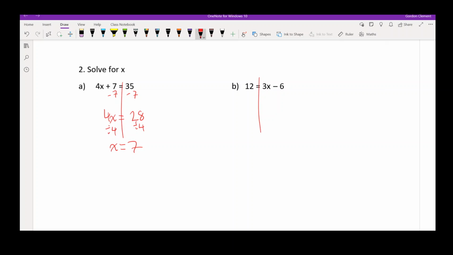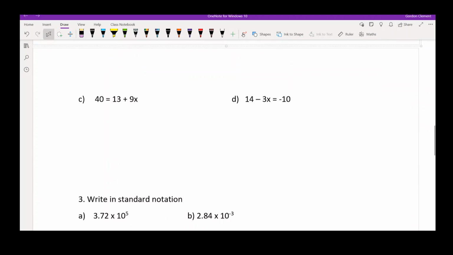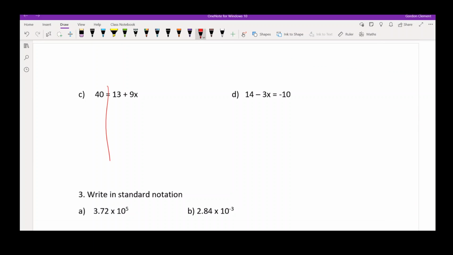Same setup, different order. The side with two terms, get rid of the term that doesn't have an x first. And then divide by the number in front of x. The 13's the thing we've got to get rid of first so that I get the 9x by itself. So that's a positive 13. You get rid of positive 13 by subtracting 13. We're left with just 9x on the left side. And 40 take away 13 is 27. Divide by the 9, you get x equals 3.